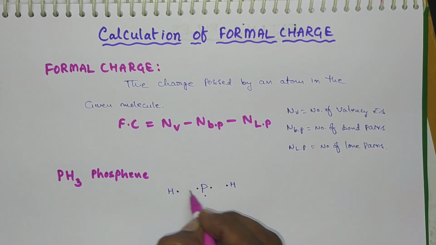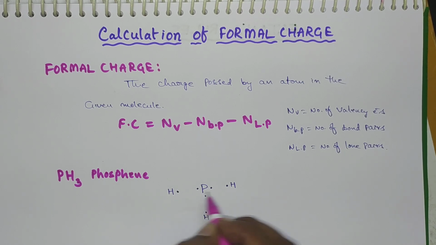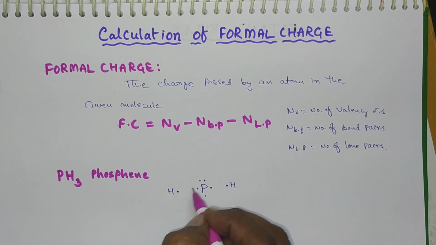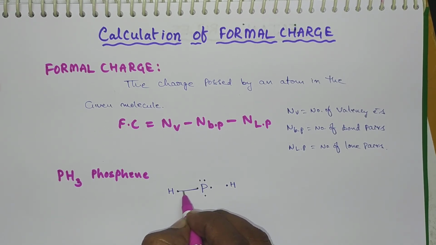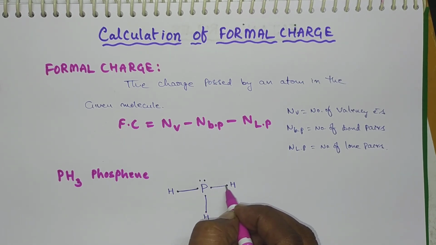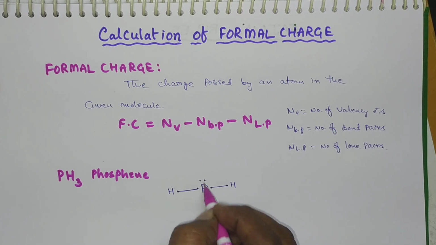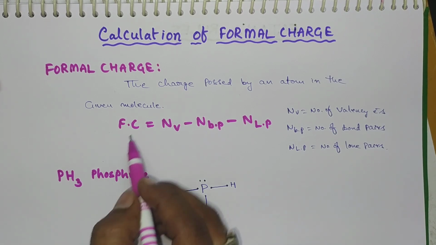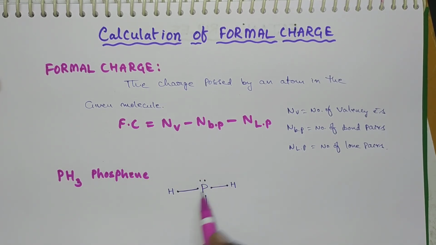Now, after forming bonds, phosphorus has a total of 5 electrons, only 3 electrons are involved in bond formation, and the remaining 2 electrons are present as a lone pair. So around this phosphorus there are 3 bonds and 1 lone pair. Now we have to calculate the formal charge for this phosphorus and also the hydrogen atoms.